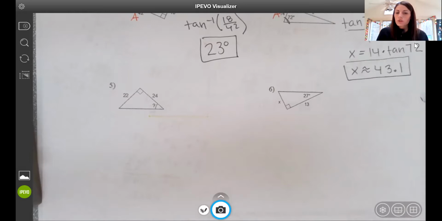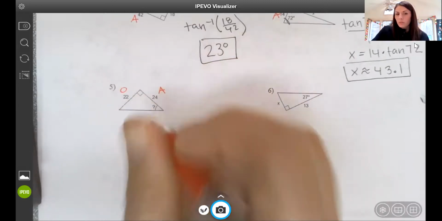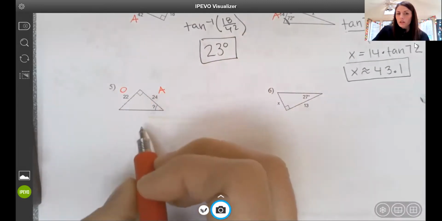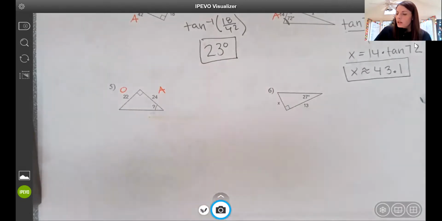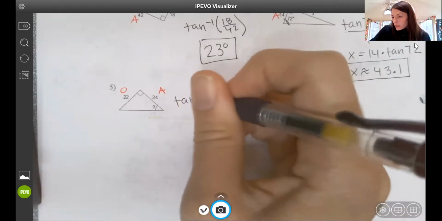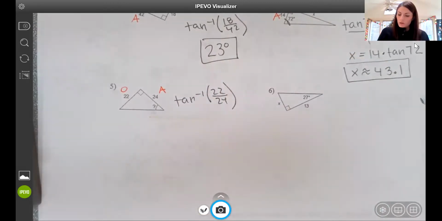Which trig function should I use? Tangent, yeah. So I have opposite and adjacent again. This is my hypotenuse over here. Hypotenuse is always the side across from 90. I don't have that side. I have opposite and adjacent. And so I say the inverse tangent of the opposite over the adjacent side is what's going to tell me my angle. The inverse tangent of 22 over 24.